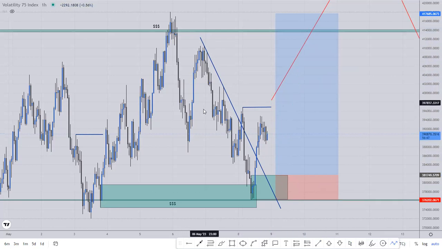So you have a trend line break and retest. Number 2, you have a demand. Number 3, you have a fair value gap. Number 4, you have a what? A Fibonacci retracement.